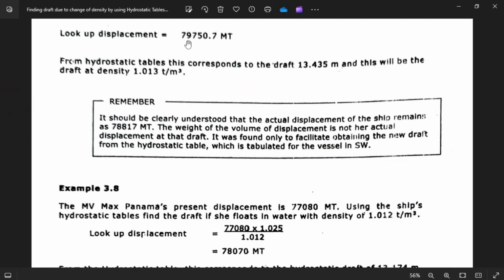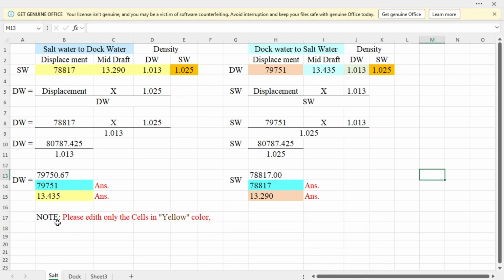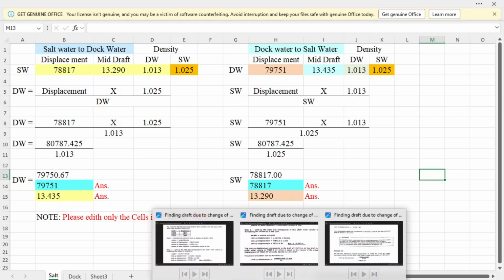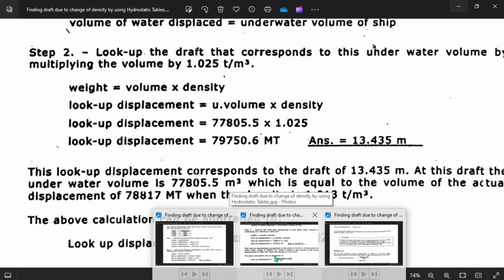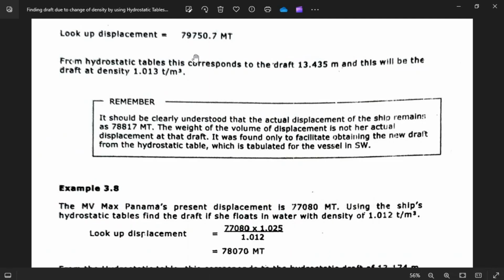This will be the answer, guys: 79750.7, which is 7975.0, but round it up, you have 7975.1 with the corresponding draft of 13.435. Okay, that will be, take out this one, guys.